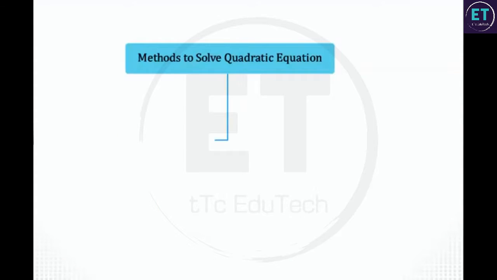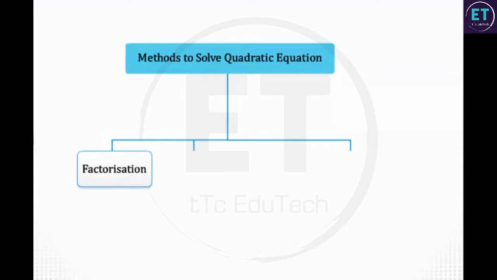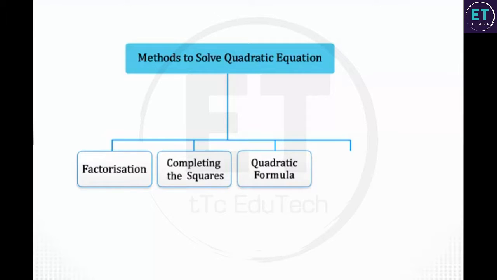There are 4 methods of solving a quadratic equation: factorization, completing the squares, quadratic formula, and graphical representation. We'll look at each of these methods in detail through the scenario about Harry and Tom's present ages.